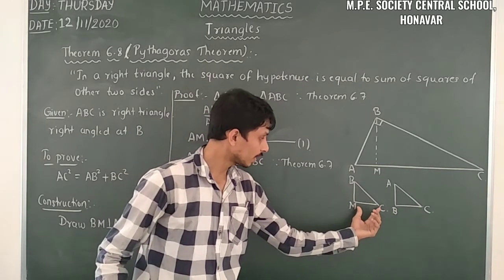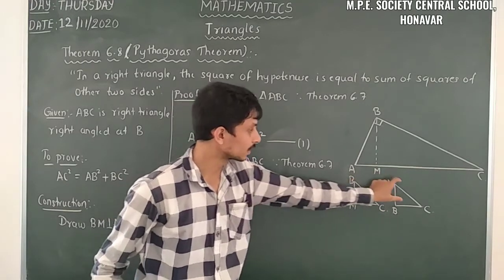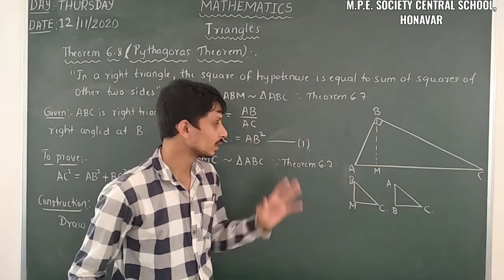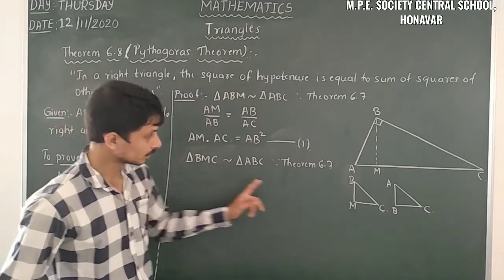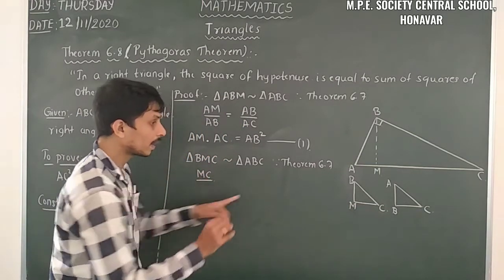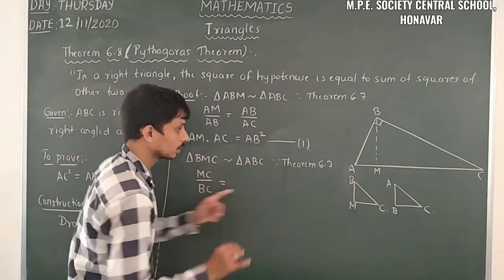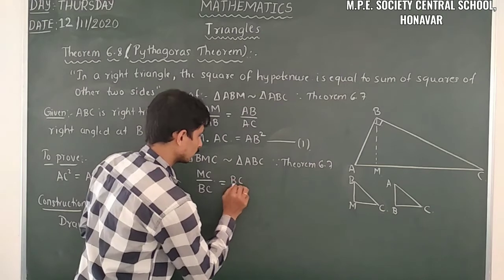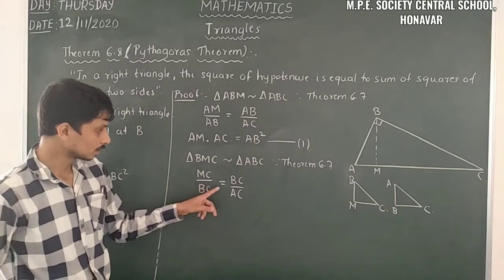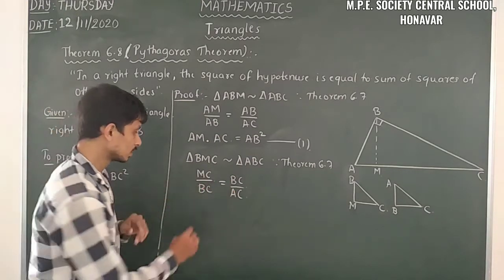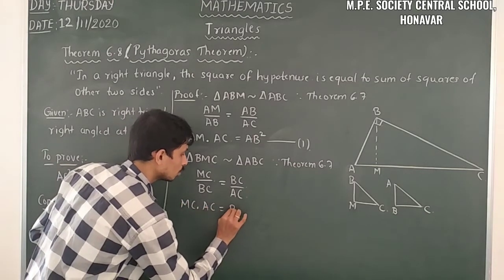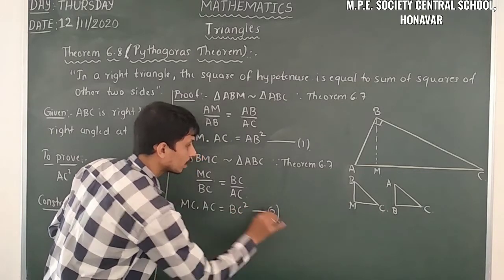So we take this corresponding side and this corresponding side, so we have BC square. Firstly I will take MC. MC divided by BC is equal to BC divided by AC. After that we transpose, that is MC into AC is equal to BC square. I will take this as equation number 2.